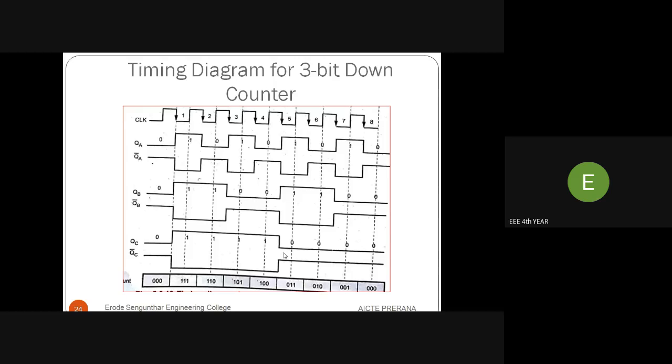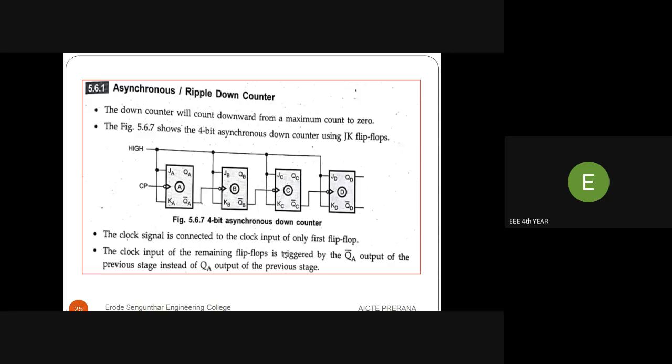These counters are operating like that. Next, the asynchronous counter or ripple down counter. See the image of the 4-bit asynchronous counter here. The clock pulse is given to the first flip-flop, then the complemented QA output is given to the next higher-order flip-flop, and each flip-flop is the same. All the flip-flop inputs are connected to high. So this is called a 4-bit asynchronous down counter. JK flip-flops are used, therefore it is a 4-bit asynchronous JK down counter.